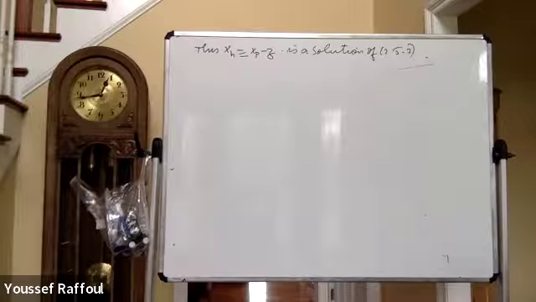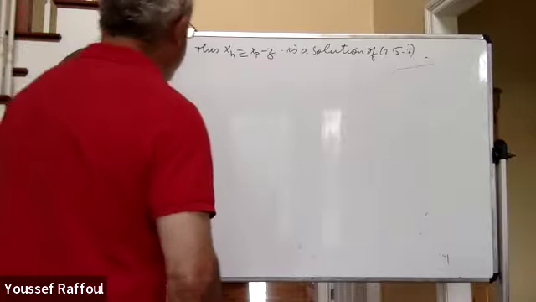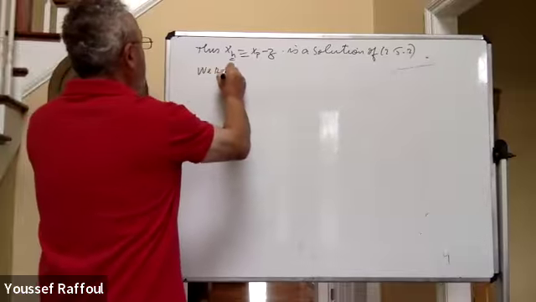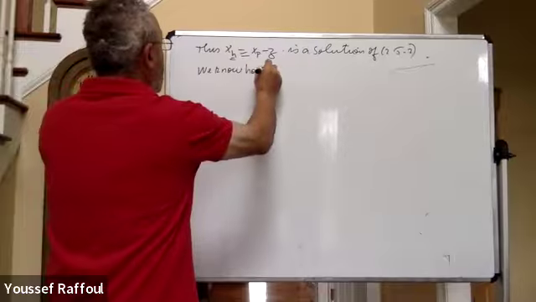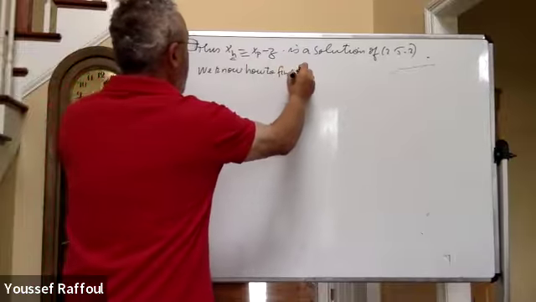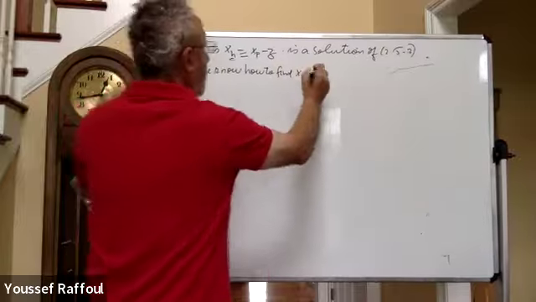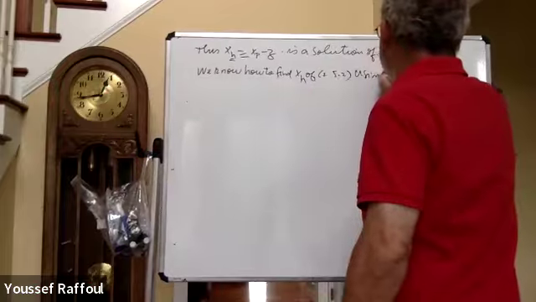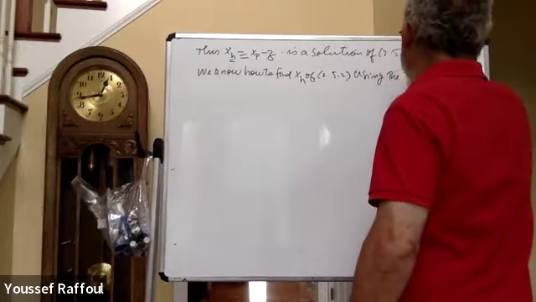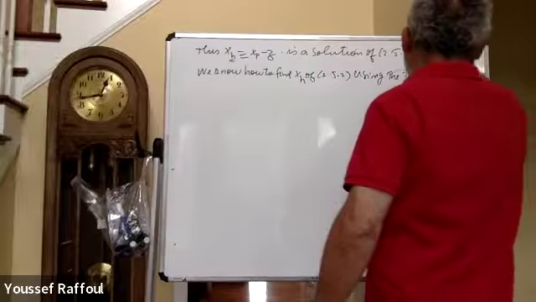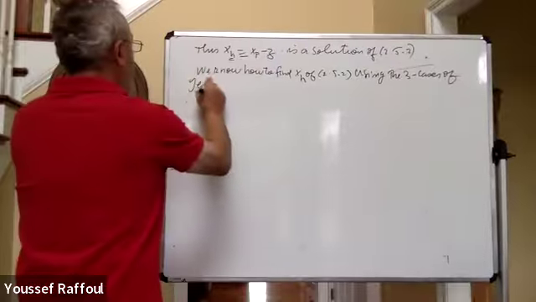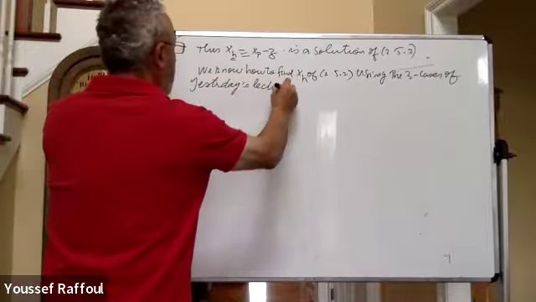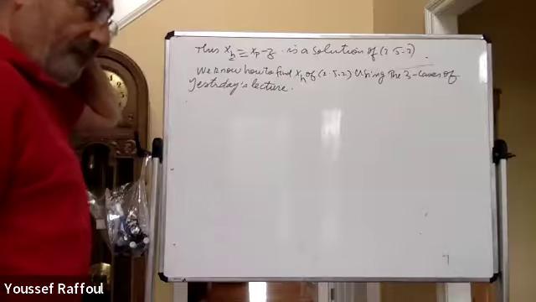Now, the question is, how do we determine this? So we know how to find x_h of 2.5.2 using the three cases of yesterday's lecture. Okay?